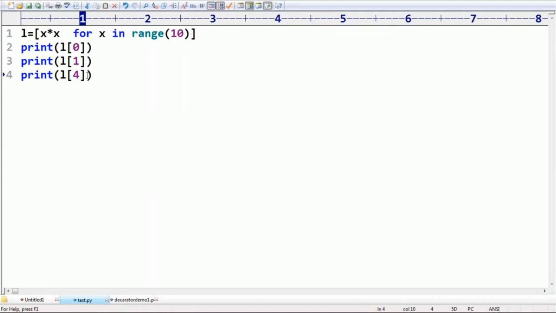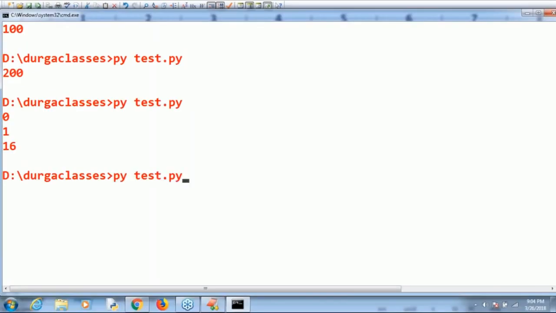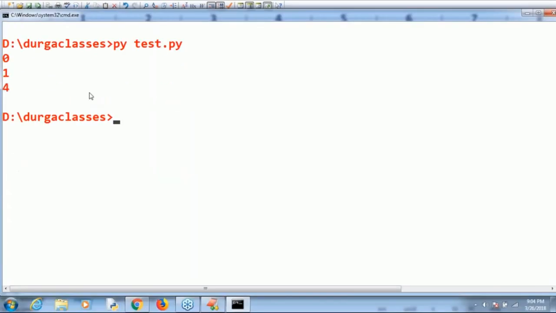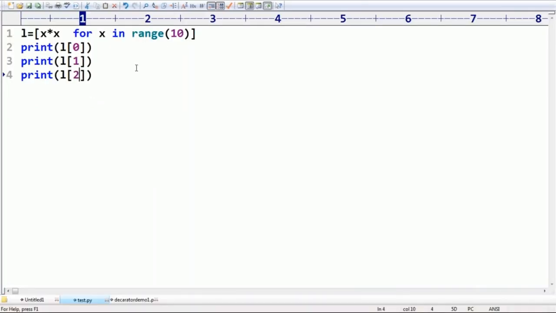So no, it is the 4 I took, sir. 0, 1, 2. What is the output by default we are going to get? 0, 1, 4. Clear, right? Up to this, any explanation is required? Sir, it is the list comprehension.